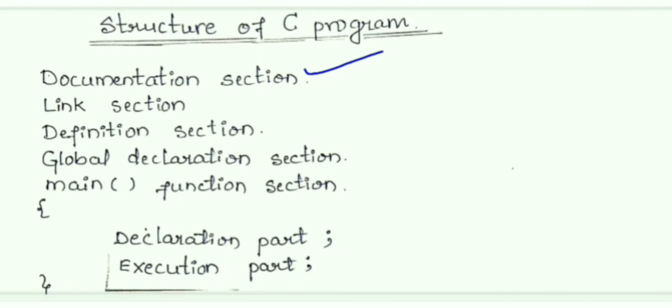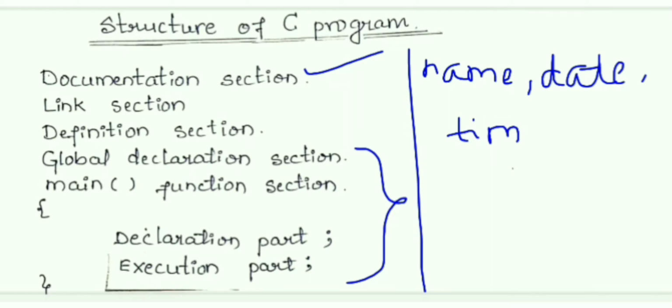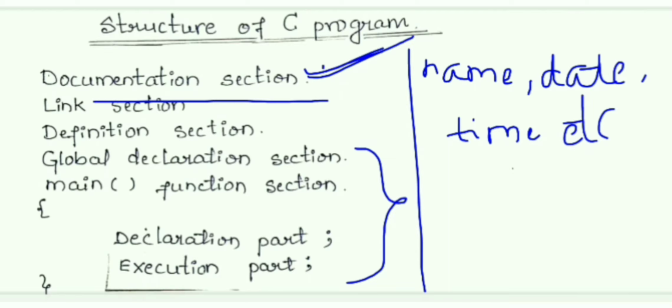The documentation section gives detailed information about the program which you are writing. It contains comment lines which include the name of the program, author name, date and time of the program, etc. The documentation section is not compulsory to write in your program. If you want, you can write it, otherwise you can skip it.